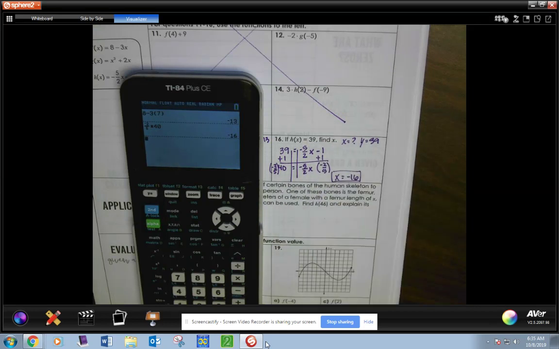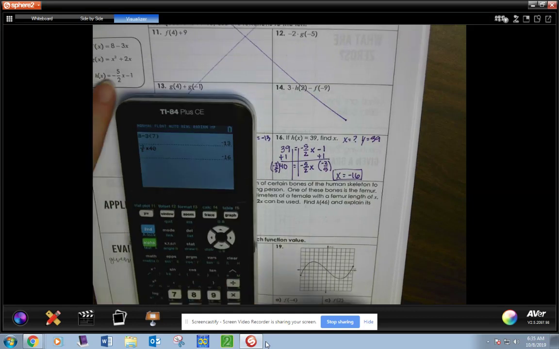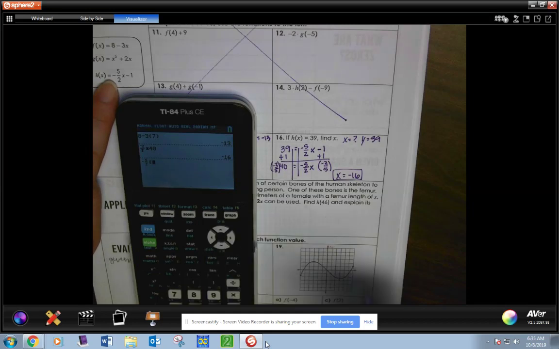Okay, I'm going to check it again to make sure that I did do my math right. I'm just plugging it into this h of x rule, so negative 5 over 2. I'm going to now plug in negative 16 for x, and we're going to minus 1, and we should get 39. If we don't get 39, we did something wrong.